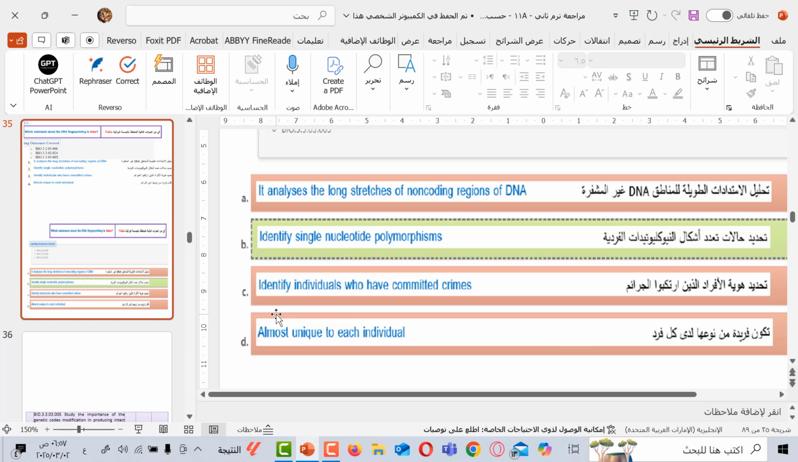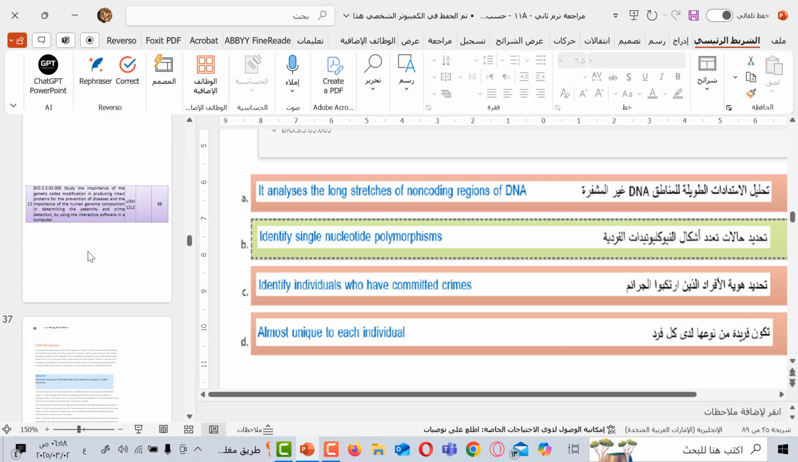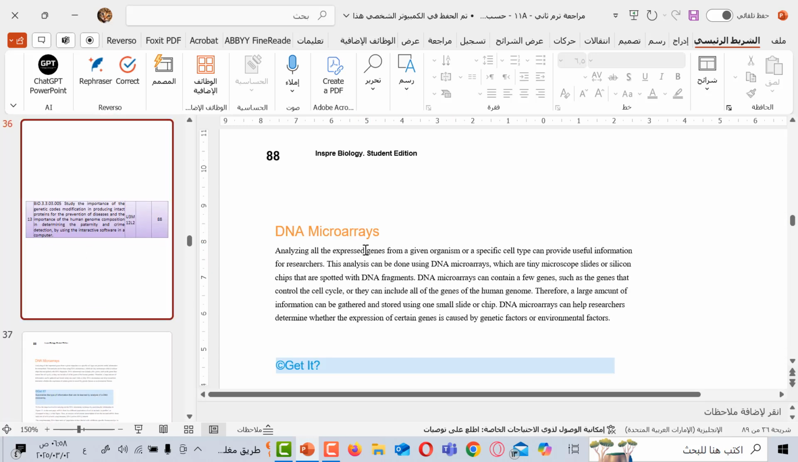Almost unique to each individual. Yes, fingerprint or DNA typing is almost unique to each individual. Identify individuals who have committed crime. Yes, it's used for that. It analyzes the longest stretches of non-coding regions of DNA. Yes, so these 3 are true, but he wants a false. This is the false. Right. Let us see another page and another question.